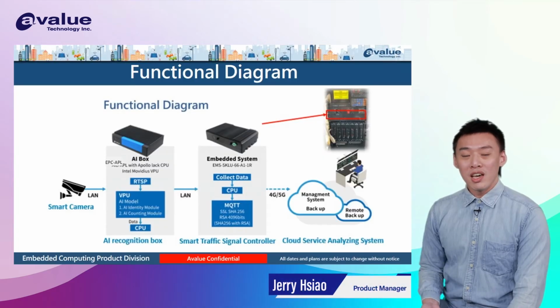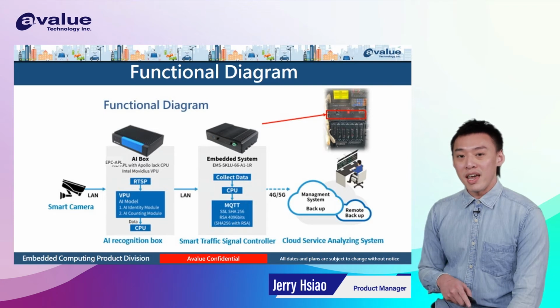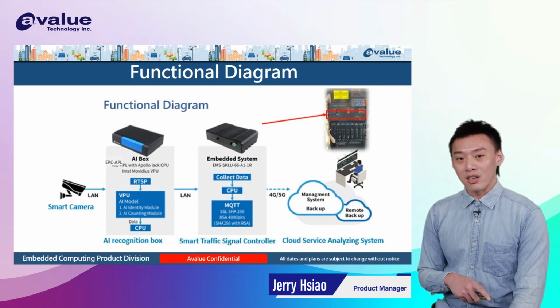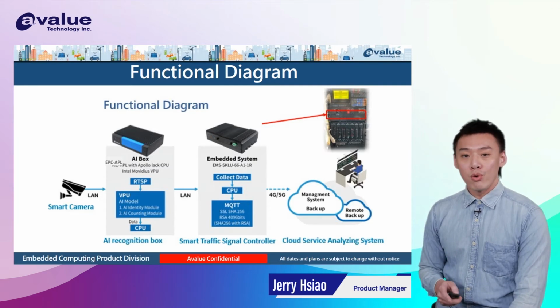So on this page, you can see a functional diagram. At first, you can see the first AI box. We just named it EPC APL. It has to combine with a smart camera to do the AI obstruction detection and behavior identification and do the AI deep learning. The second one is EPC Skylake U, this compact box. It collects all the information from the first AI box and transmits all the information through 4G and 5G to the cloud service to let us do the big data analysis and the deep learning.